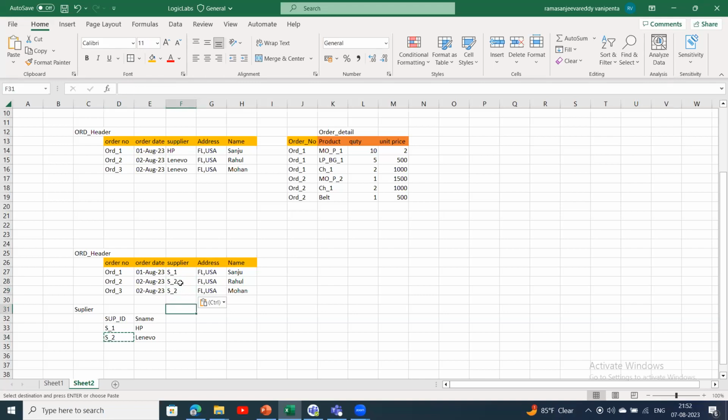By seeing S underscore two, can you tell me whether it's Lenovo or HP or whatever it may be? By seeing S underscore one, can you tell me whether it belongs to HP or whatever it may be? Can you tell me? Anyone? No, right? We should take the help of this table. I'm splitting this further because for me, this is sensitive information. If it is sensitive, I don't display it directly in the tables; I'm maintaining key values instead.